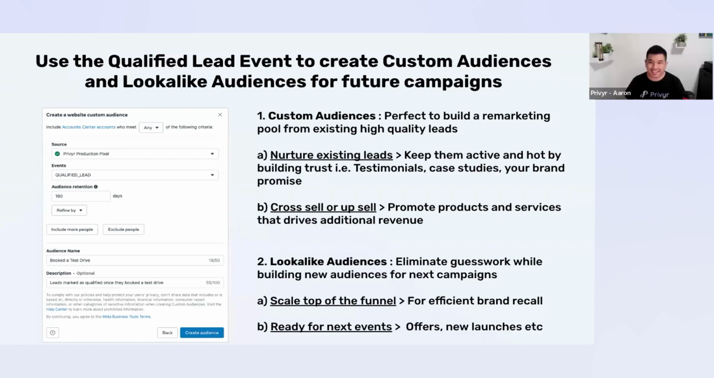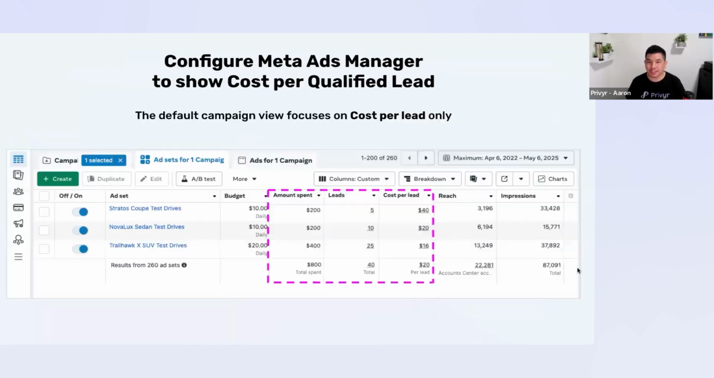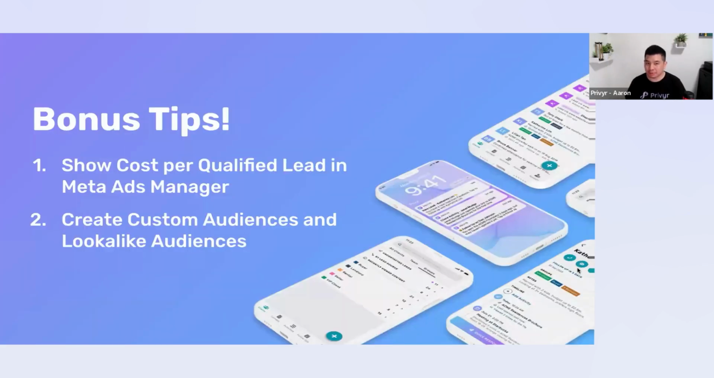And again, remember these last two things that we showed, showing the cost per qualified lead in Meta Ads Manager and creating custom audiences and lookalike audiences, only require that first step of connecting to Meta Conversions API and setting qualified lead events. So even if you're not doing the other part, you can do this.